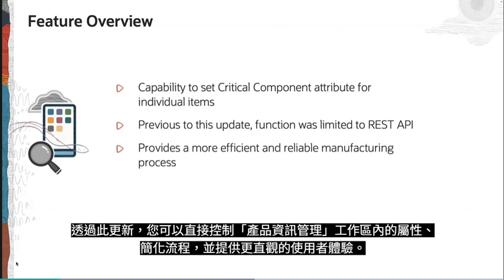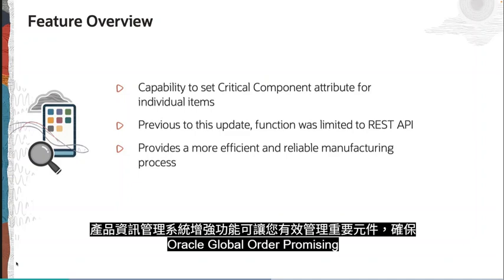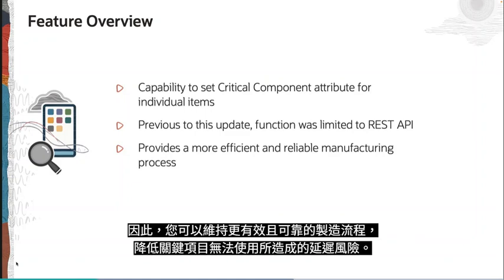The enhancement to the Product Information Management system empowers you to effectively manage critical components, ensuring that Oracle Global Order Promising considers their availability when promising sales orders. As a result, you can maintain a more effective and reliable manufacturing process, reducing the risk of delays caused by critical item unavailability.